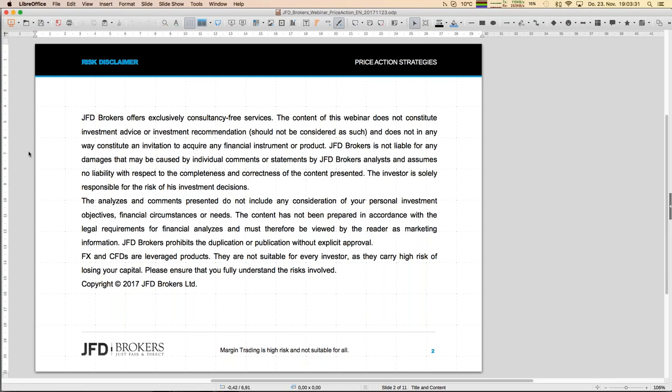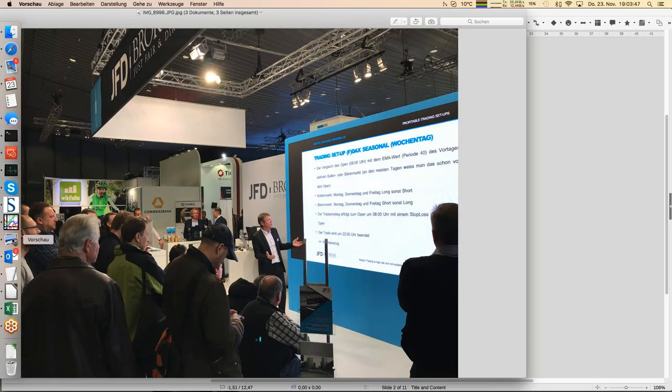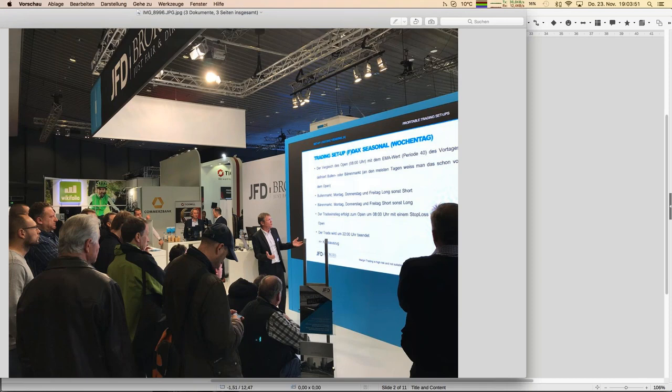Last weekend we had the WOT, a trade fair, World of Trading in Frankfurt, and it was really a great event. I just want to share with you three pictures from that. You can see a little bit of the booth of JFD Brokers, and you see me telling something about the FDAX seasonal. You might remember that webinar we had maybe four or five months ago, how to trade the daily seasonal of the DAX. And you see me here in front of the monitor. It was really a great show there.